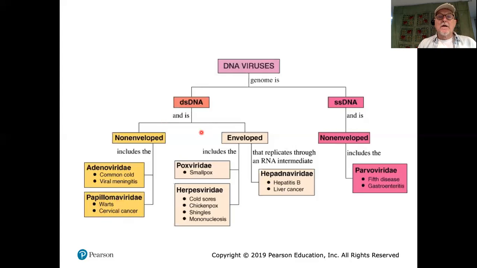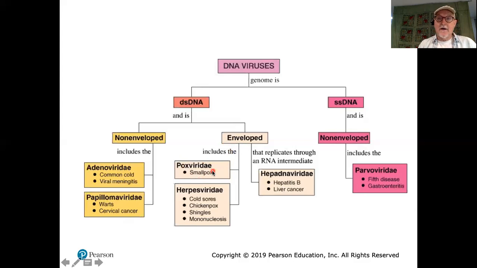Okay. All right, so those are non-enveloped. This is just a few of them, by the way. There are others. Also double-stranded, but enveloped. Here are some very important ones, especially in terms of human illness.